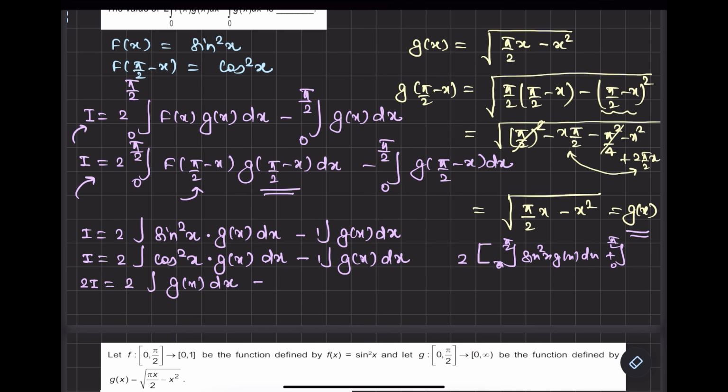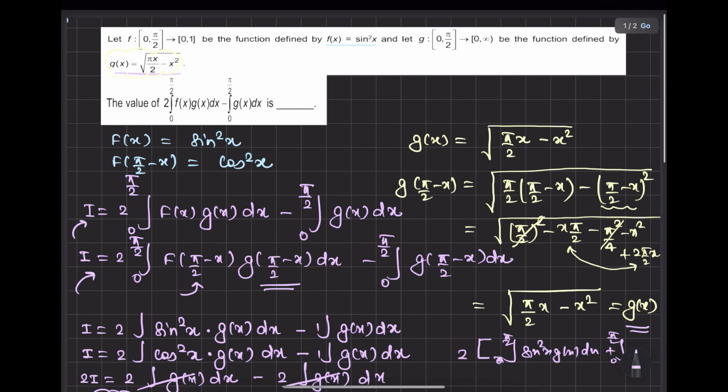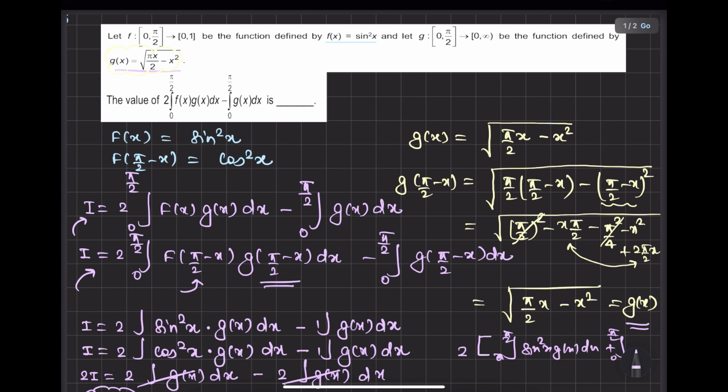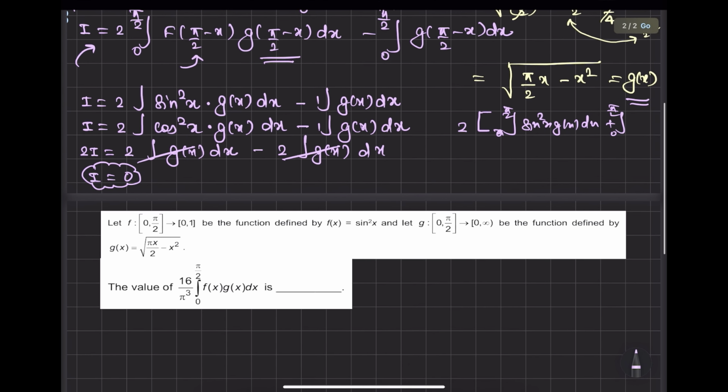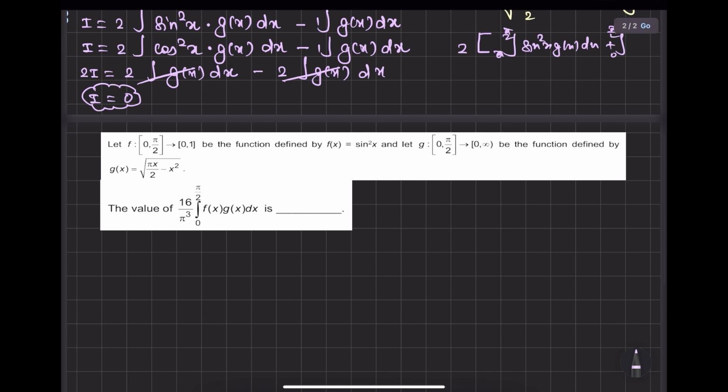Now here we will have 2 times the integration of g x dx. If you observe, this thing and this thing are the same, so the integration will become 0. So the answer to this question will become 0. I hope this is clear. If it is not, just comment so that we can upgrade and explain it again with better clarity. I hope I have explained very well, but still.